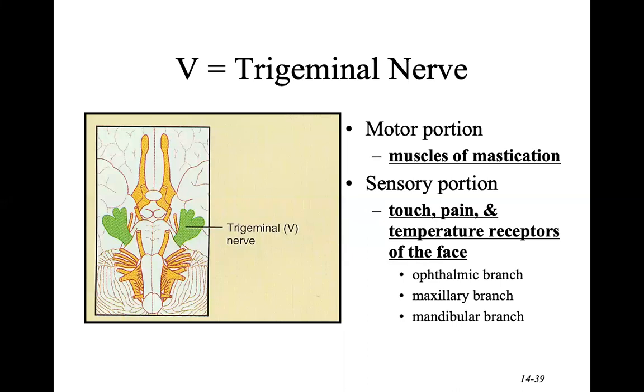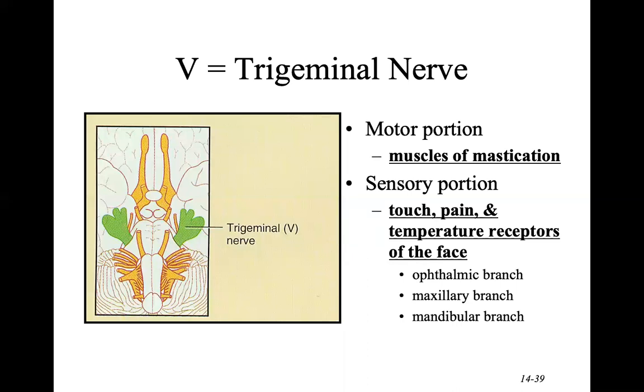Pterygoid is spelled with a silent P, P-T-E-R-Y-G-O-I-D. So temporalis, internal pterygoid, masseter, and external pterygoid. Those are the muscles that help you chew. Those are controlled by the trigeminal nerve.